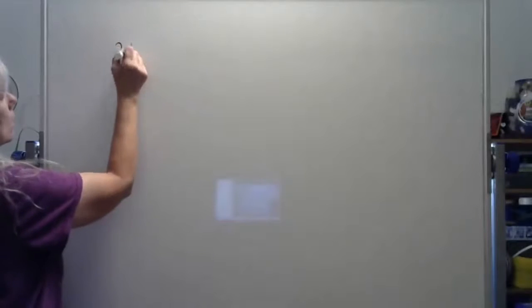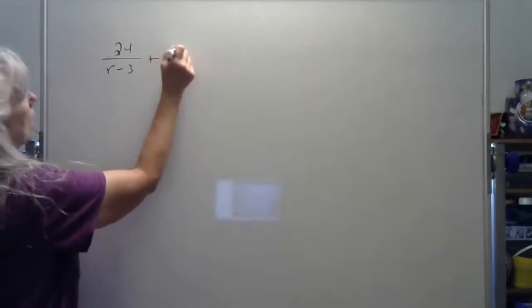Okay, so what was it? It was 24 over r minus 3, and r plus 3, and then that was going to be equal to 6.